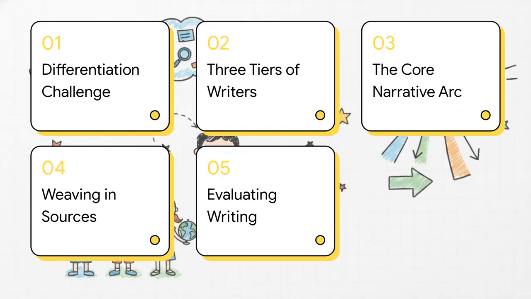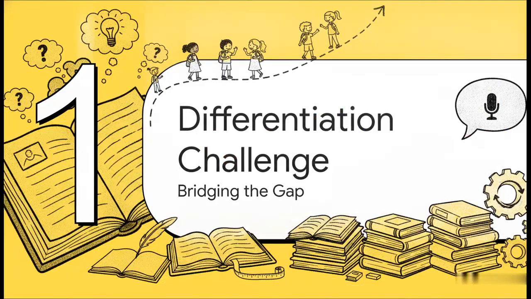So today, think of me as your virtual literacy coach. We're going to walk through an incredible roadmap called the Character Kid Framework. We'll hit the differentiation challenge, break down the 3 tiers of writers, look at the core narrative arc, figure out how to weave in those sources, and finally, wrap up with evaluating their writing. Starting with Section 1, the differentiation challenge.